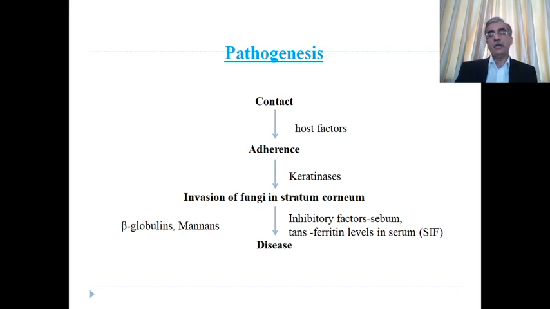It may be nail, it may be hair, or it may be skin. But the penetration is not deep because there are inhibitory serum factors, that is transferrin levels in serum, which is responsible for inhibition of fungal penetration deeper into the skin. So deep involvement is not there in the superficial fungal infection. But these fungi contain mannans and beta-glucans, which are responsible for virulence of these superficial fungal infections.